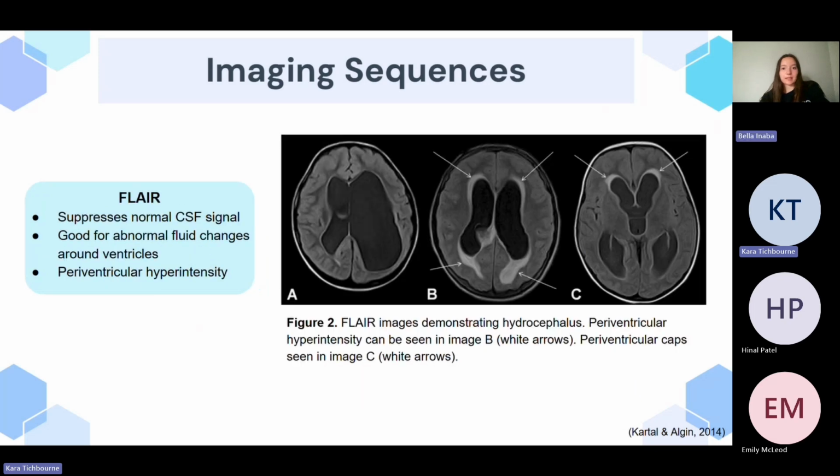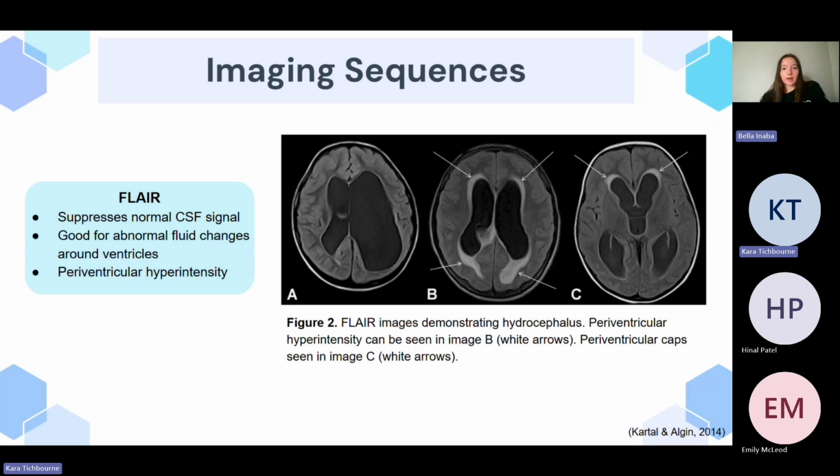FLAIR is useful because it suppresses the normal bright CSF signal, which helps abnormal findings around the ventricles stand out more clearly. In hydrocephalus, FLAIR can show periventricular hyperintensity, which may suggest interstitial edema from increased pressure or transependymal CSF flow. In these FLAIR images, the normal CSF signal is suppressed, so the CSF in the ventricles appears darker compared with the T2-weighted images that we just saw. This is helpful because abnormal signals around the ventricles become more noticeable. The white arrows in image B show periventricular hyperintensity, which appears bright around the ventricles.